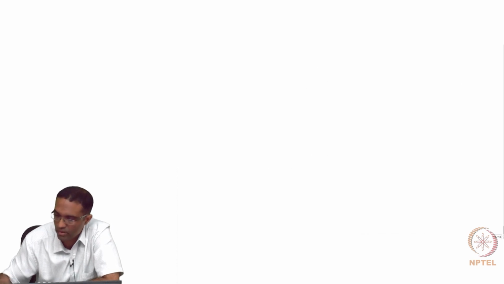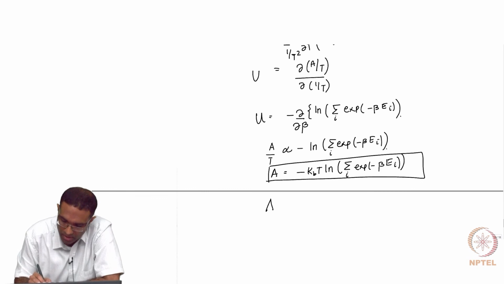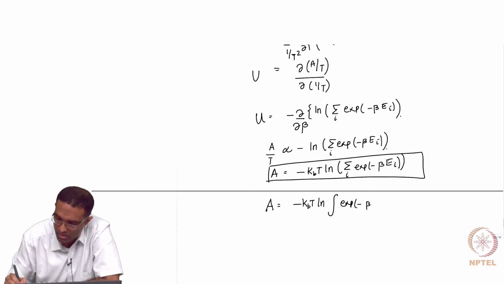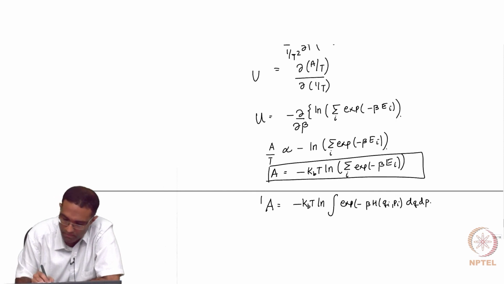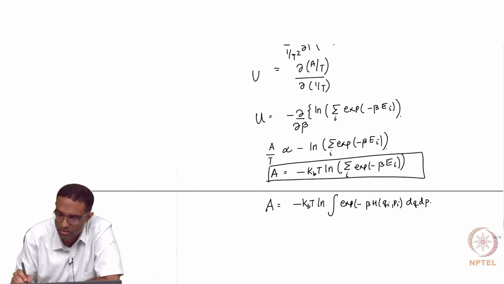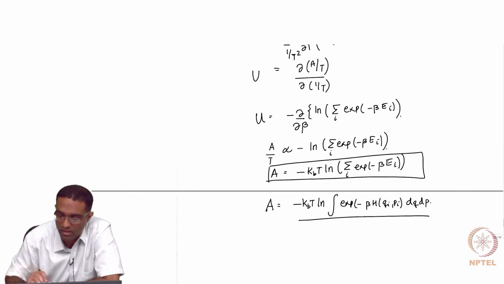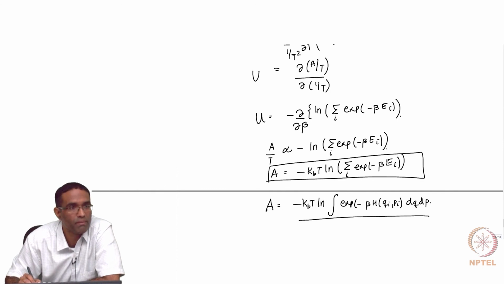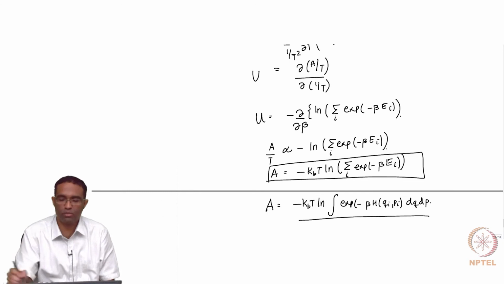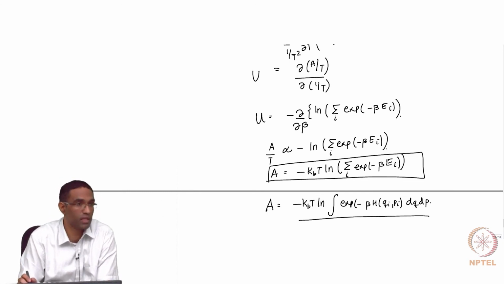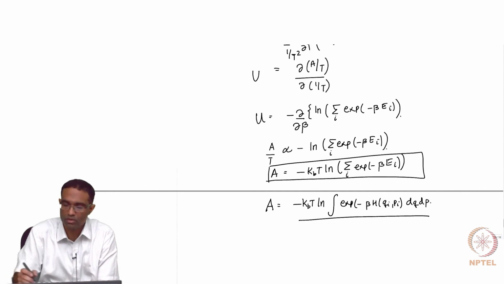Now this can be written as minus kB T ln of the integral. For obvious reasons, if you are going to consider the classical system, you need to be careful and have the right quantity. What quantity should you have? h power 3N and N factorial should be present here if you are talking about a classical system. So we will leave it at this.